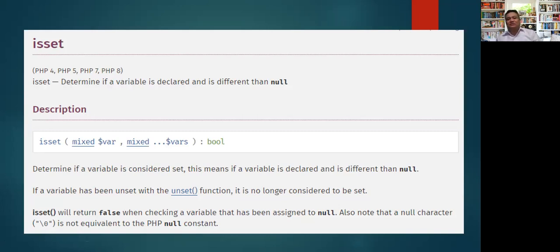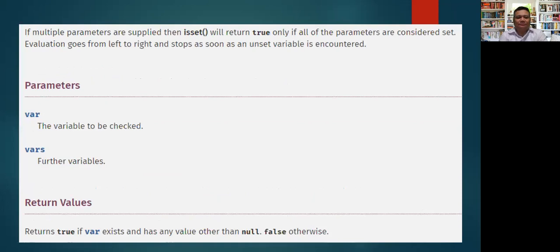Determine if a variable is considered set. This means if a variable is declared and it is different than null. So if a variable has been unset with the unset function, it is no longer considered to be set. Isset will return false when checking a variable that has been assigned null. Also note that a null character is not equivalent to the PHP null constant.